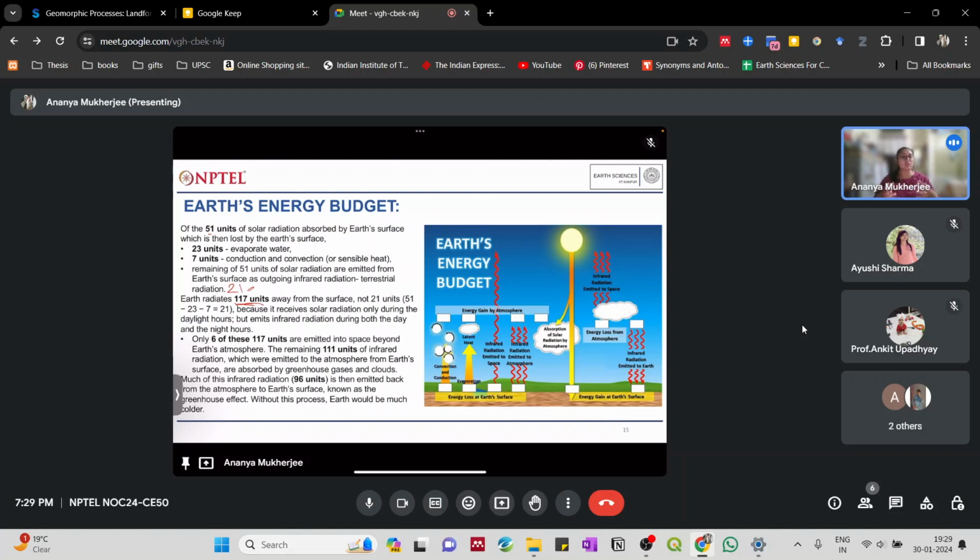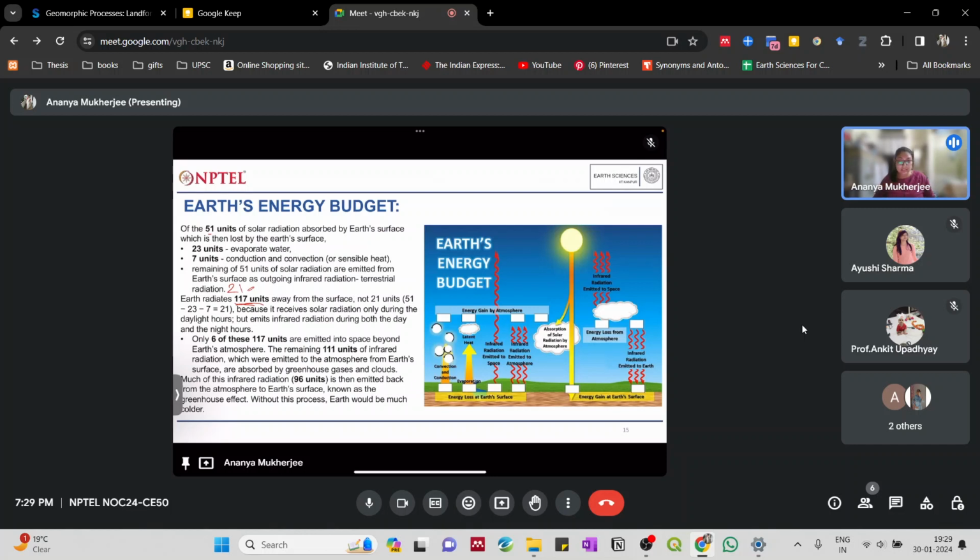This is how we see that only 51 units are interacting with the Earth's surface, and even then most of it is going out. Then how is the heat maintained in the Earth? So we need to understand how this heat is maintained below the atmosphere and between the atmosphere and the Earth's surface.